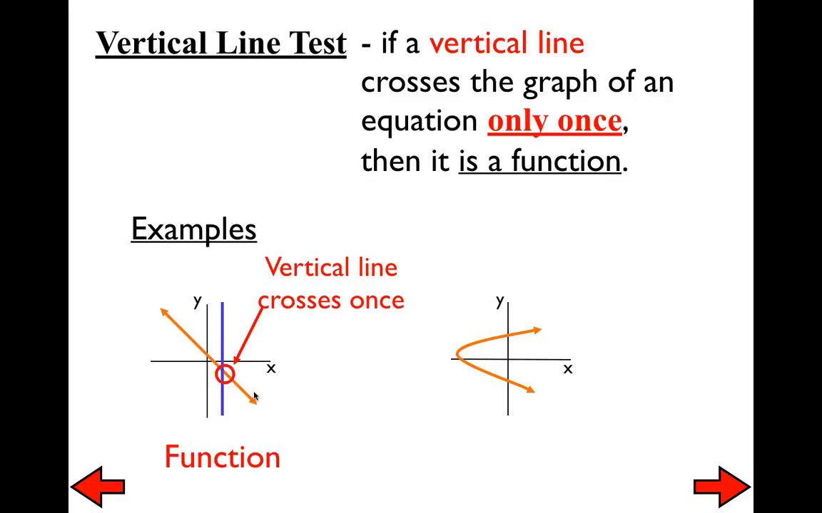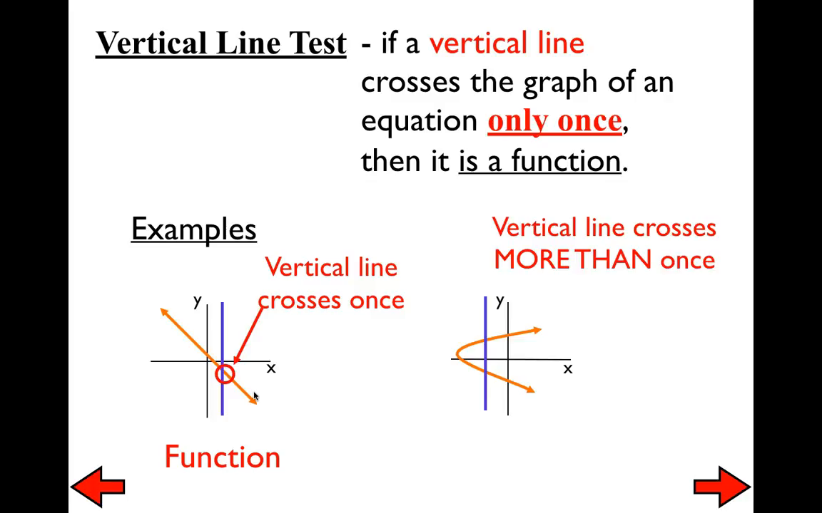Now, what about the next one? Well, if you try your vertical line test, if you draw a vertical line, you'll see that it's possible to touch more than once. So this is not a function because it's touching more than once. So therefore, it's not a function.